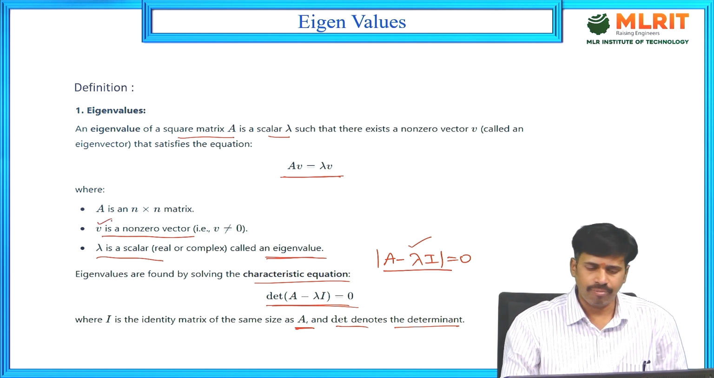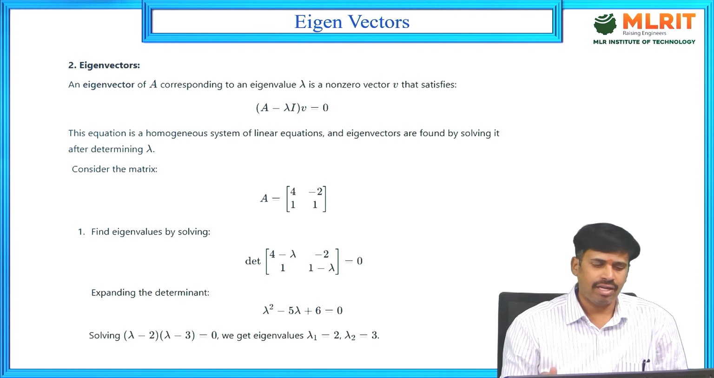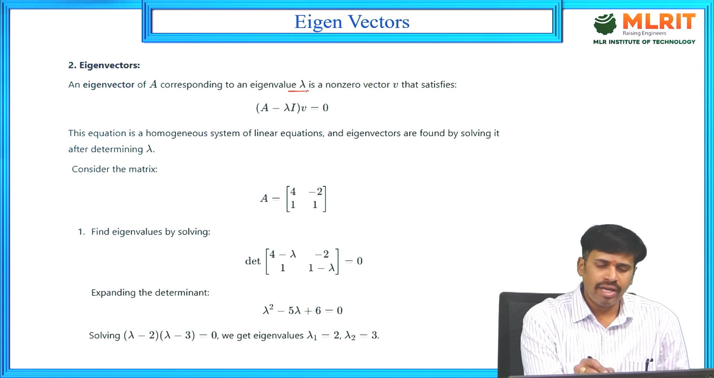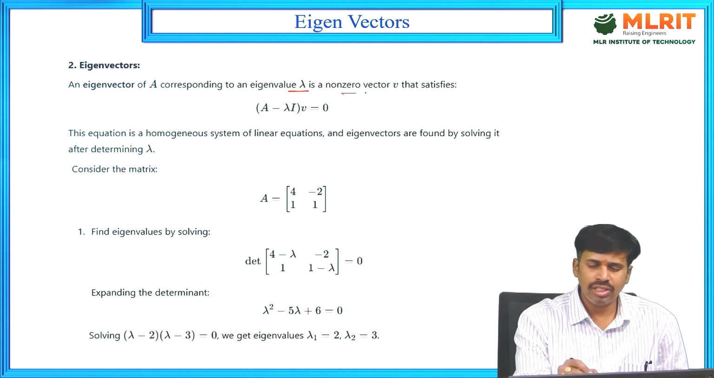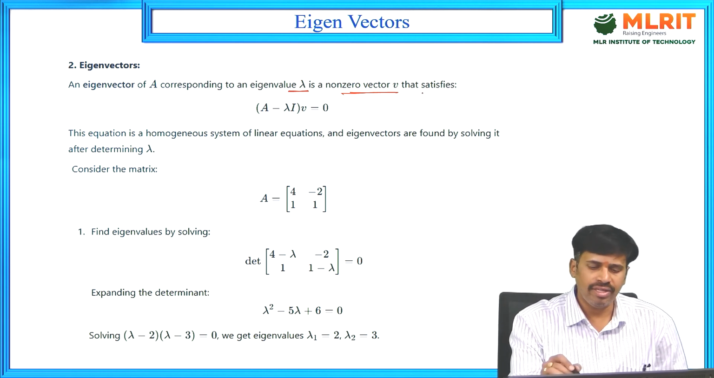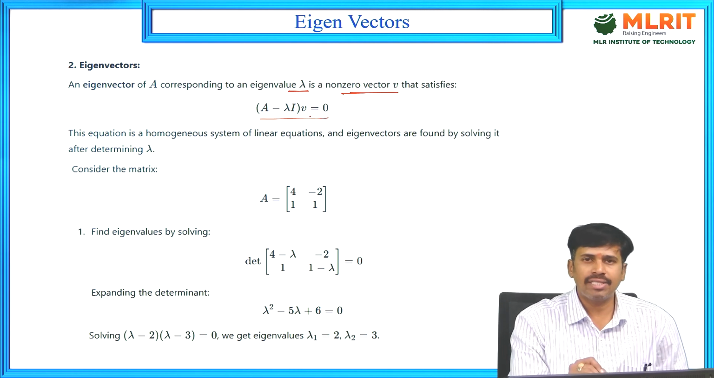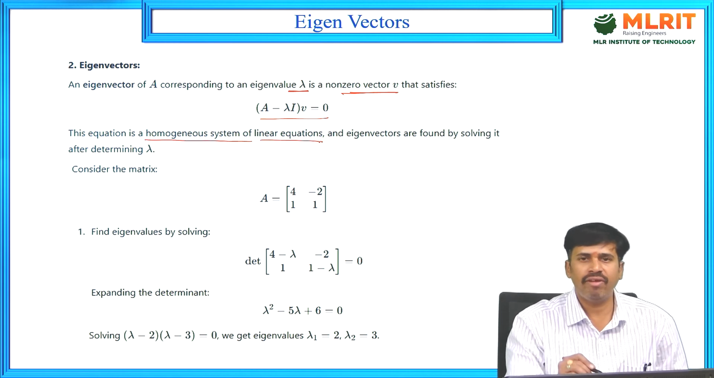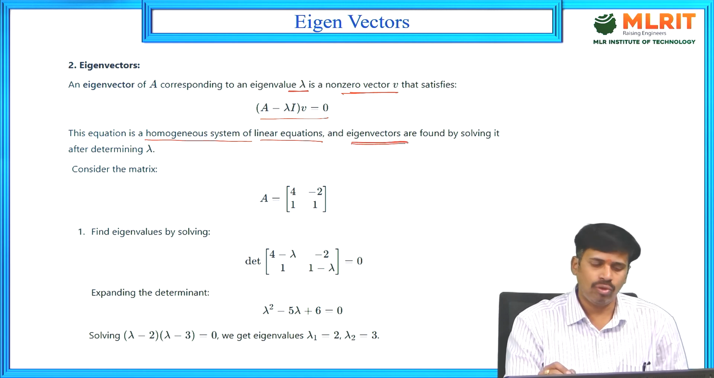That is one eigenvector. Now let us see eigenvector. An eigenvector of a matrix A corresponding to eigenvalue lambda is a non-zero vector. Eigenvectors are always non-zero. There won't be any zero vectors. So a non-zero vector V which satisfies (A minus lambda I) V equal to 0. Right hand side equal to 0 means this is a homogeneous system of linear equations. By solving these equations we get the corresponding eigenvector for each eigenvalue.